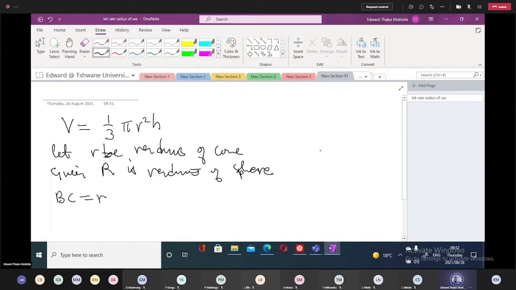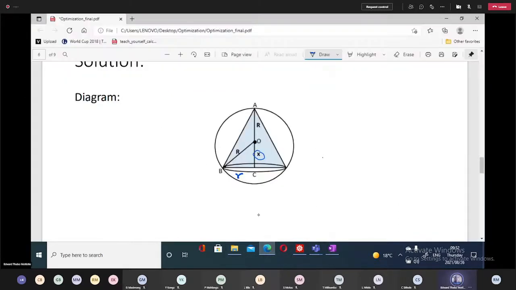Now we need to express BC, or small r, in terms of R and x. Now I'm going to focus here. Here we have a right angle triangle. Can you see this one? We have triangle O, C, and B. So in this triangle, we have R and x.